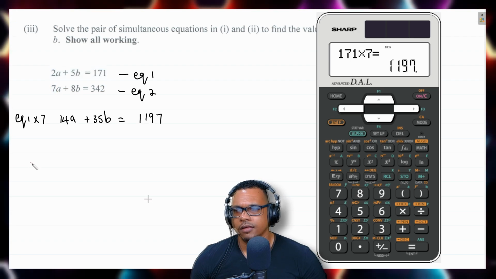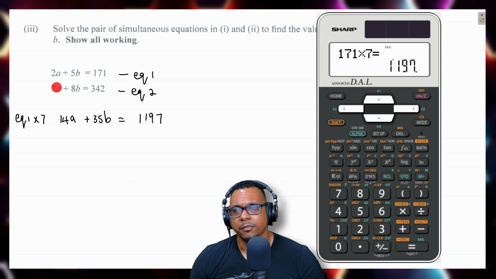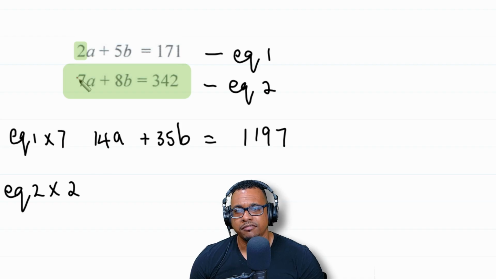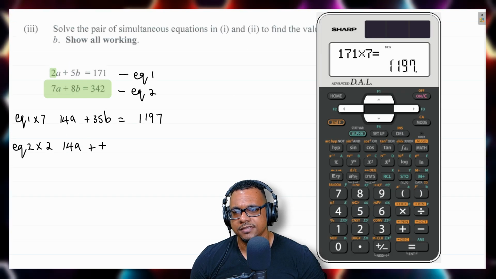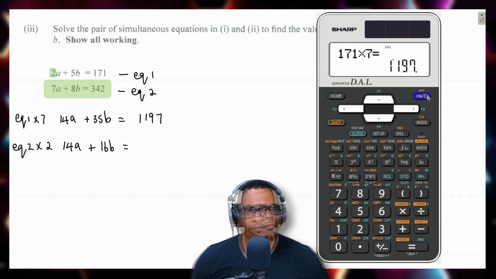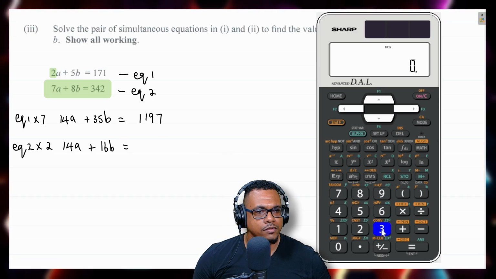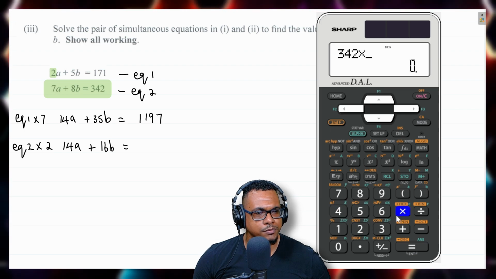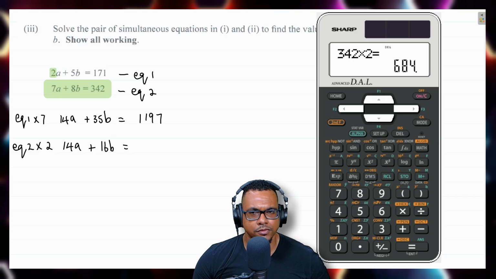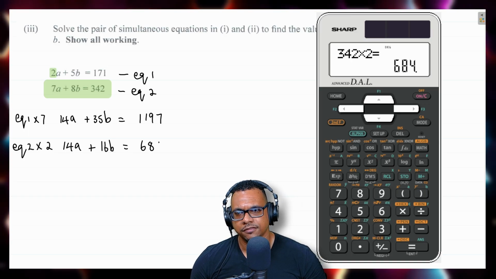So we get 1,197. Then for equation 2, I'm going to multiply it by this number here, this 2. So everything in equation 2, I'm going to multiply by 2. So 2 by 7A is 14A. 2 by 8B, 2 by 8 is 16, so 16B. And 342 by 2. So I'm going to have 342 multiplied by 2, and I'll get 684.